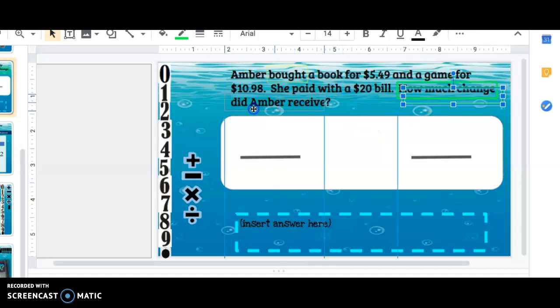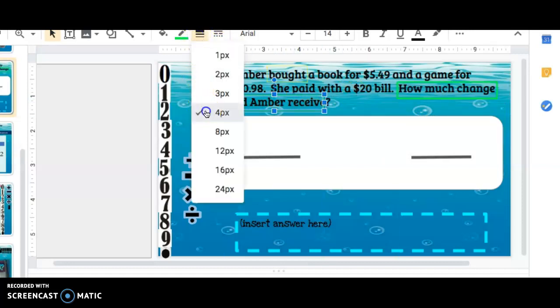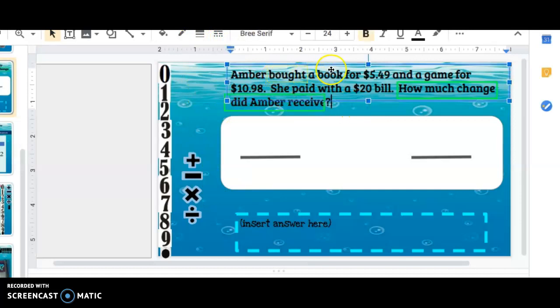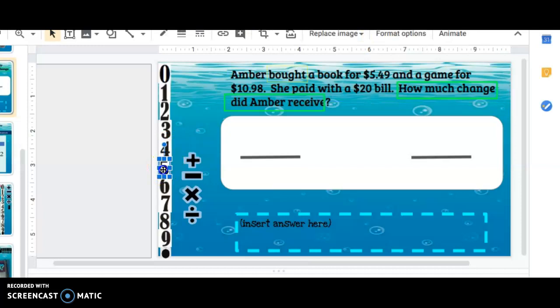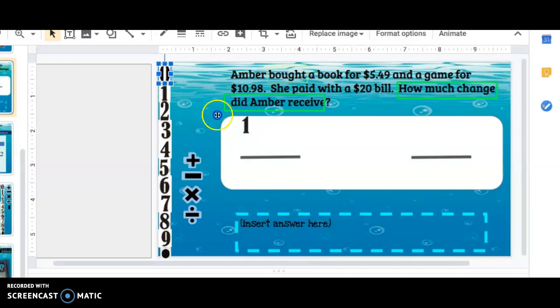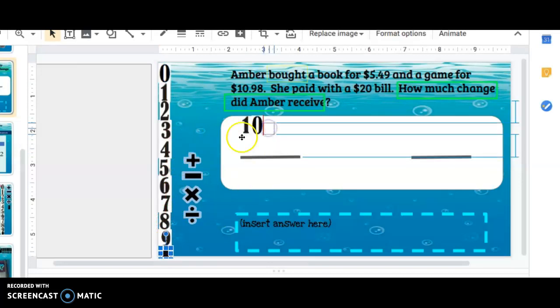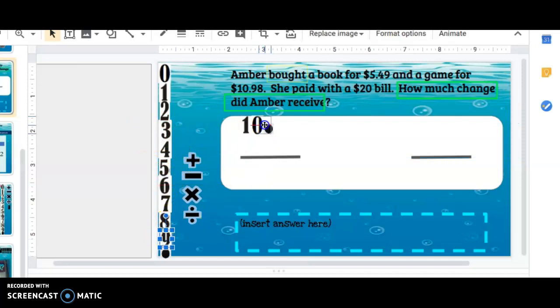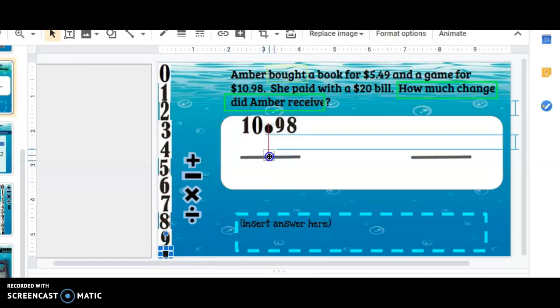So to figure that out, like I said earlier, we need to determine how much she spent on the items, the game and the book together. So to combine those, we have to add them up. So when you're adding decimals, you can make sure that the bigger of the numbers goes on top, just to keep it easier for you to line up the digits and the decimals, because that's the most important rule when you're adding decimals: to line up the digits and the decimal points.